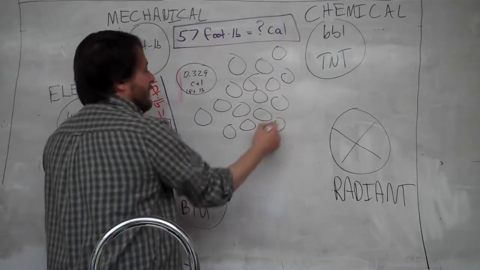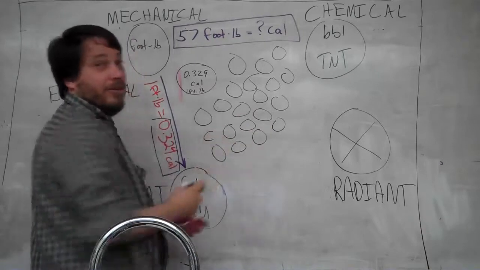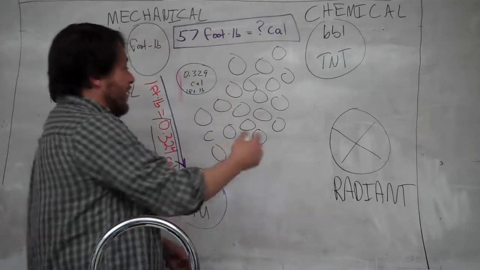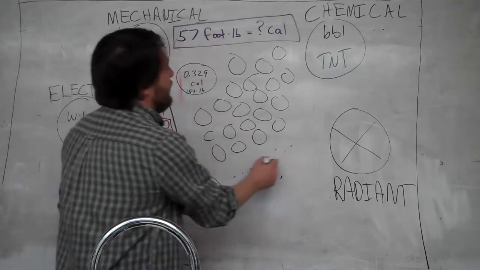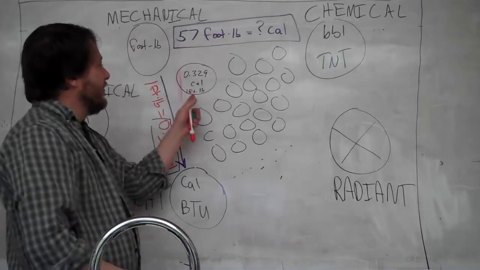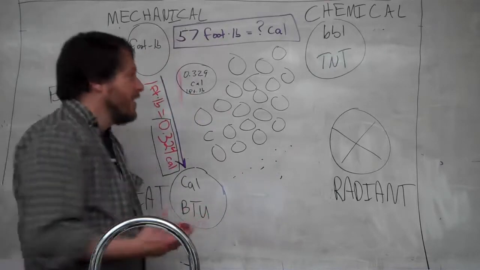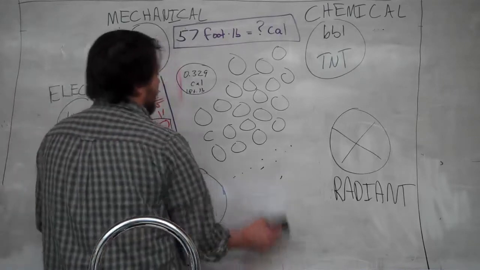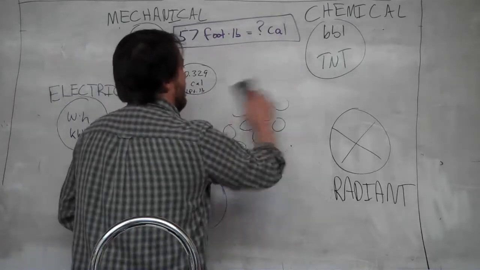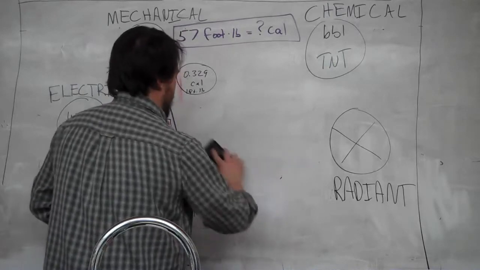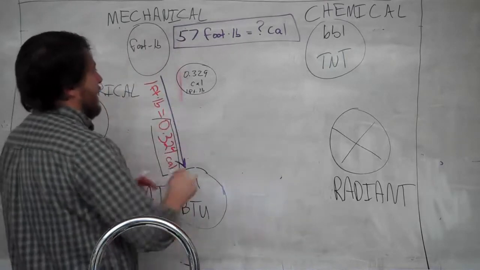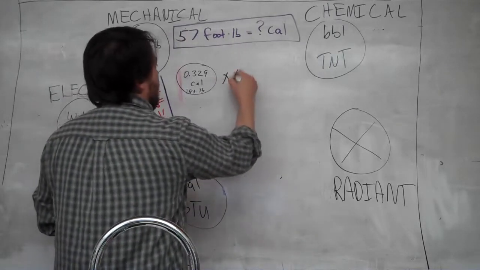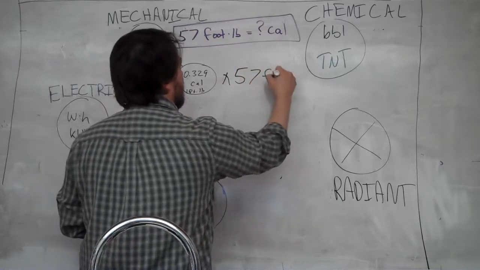If you have to visualize it, I'm not going to draw 57 little circles, but picture me having just drawn 57 little circles here, and each of those is this many calories. And so then it becomes clearer what you have to do, and that is to multiply your 0.329 calories per foot-pound times 57 foot-pounds.